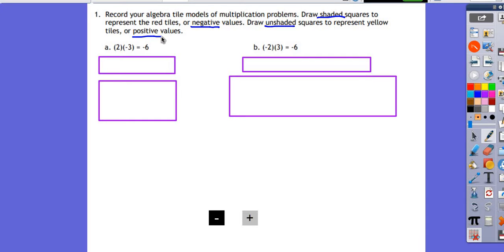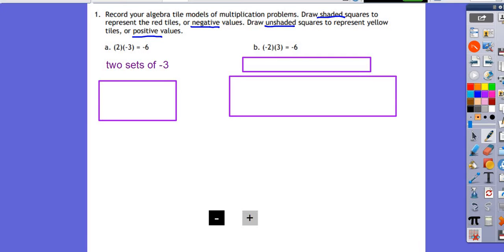Okay? We might know the answers to some of these problems already. Well, I know we know the answers because they gave it to us. That's not the point. They're wanting us to show it with a model. So we have to first figure out what this says mathematically. It says 2 times negative 3 equals negative 6, right? What it means is I have 2 sets of what? Negative 3. I have 2 sets of negative 3, so write that down.